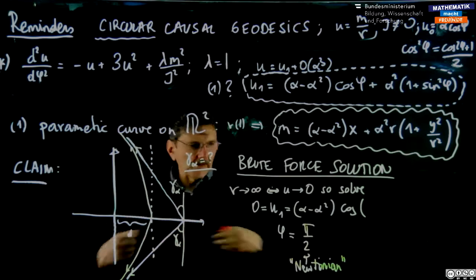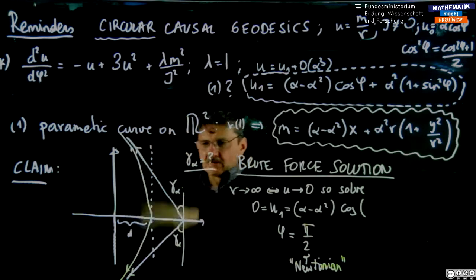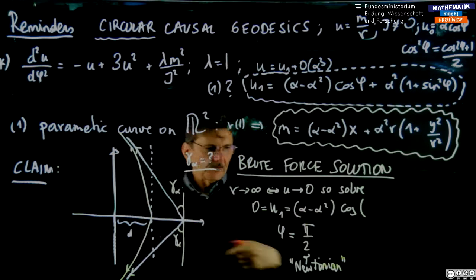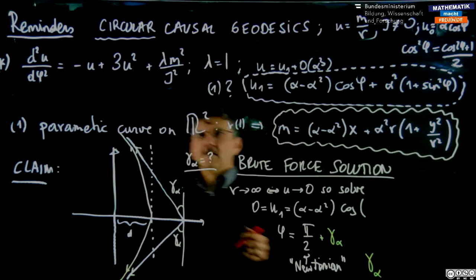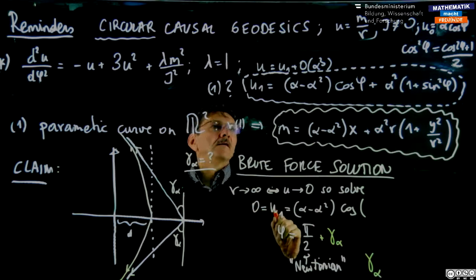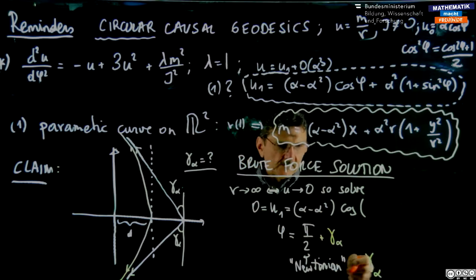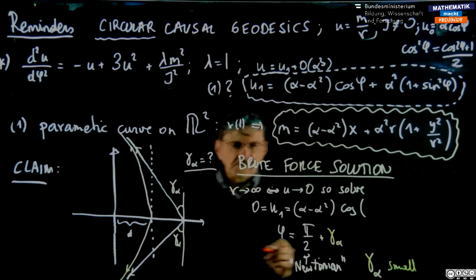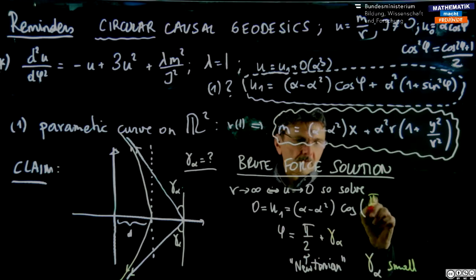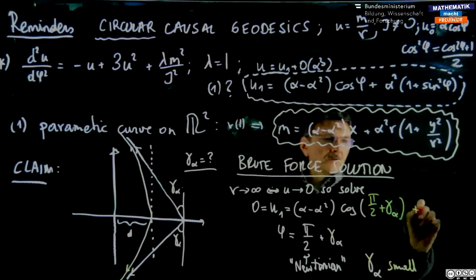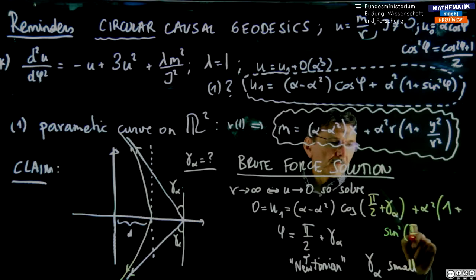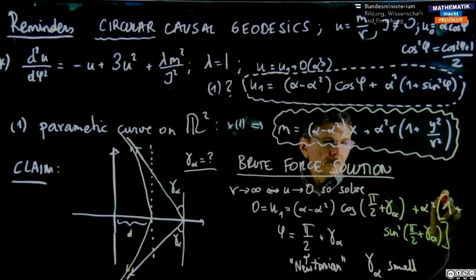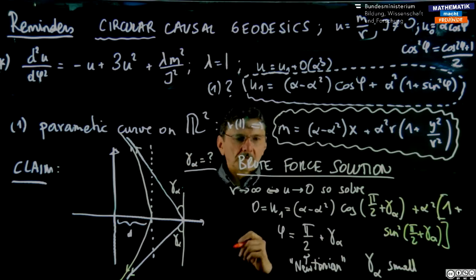So the Newtonian case, right? The angle goes to pi half or minus pi half, but let's just do the upper branch. It's obviously symmetric. The solution is also symmetric. And so plus a correction, right? And this correction should be small. Obviously, every correction is smaller by some factor, but well, let's not anticipate. So gamma alpha is small, probably of order alpha, in fact, we'll find. So this phi will be pi half plus gamma alpha plus alpha square, 1 plus sine square of pi half plus gamma alpha. Okay, so we want to solve this equation for gamma alpha.